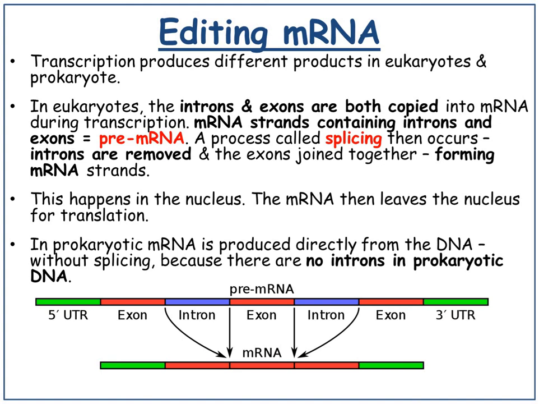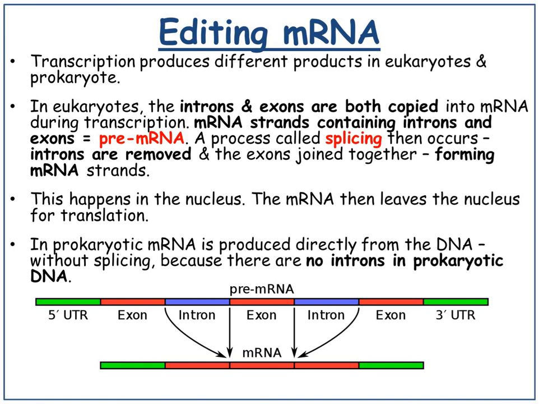So the exons are the bit we actually want. So the introns are removed by splicing, and then you get the mRNA strand with just the exons in. This happens in the nucleus, and the mRNA then leaves the nucleus for translation.